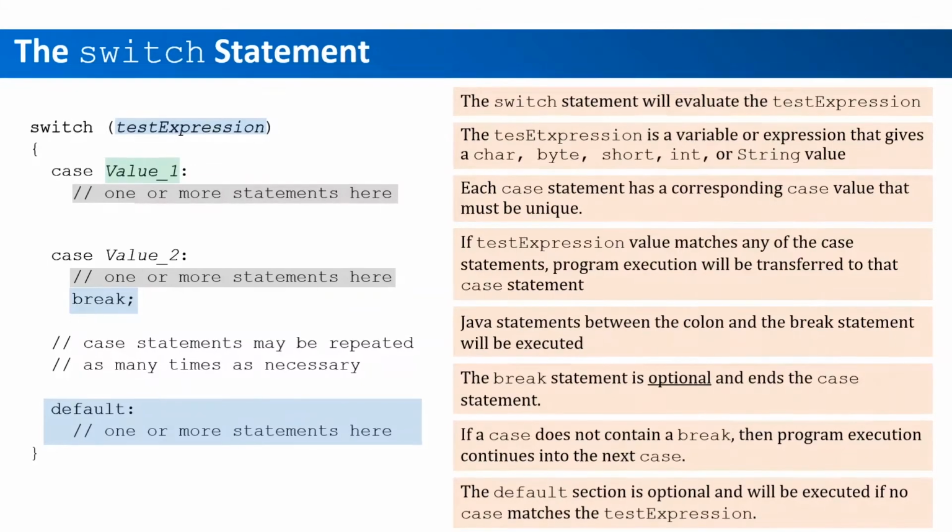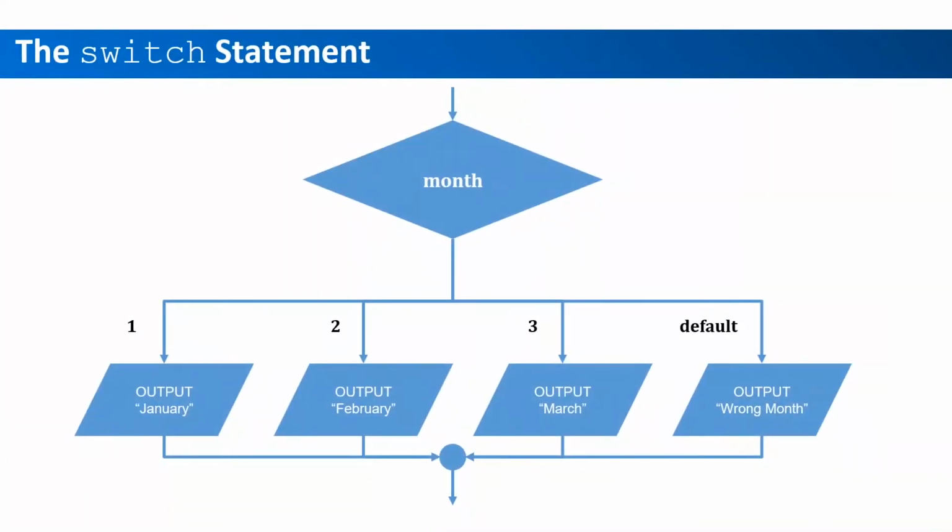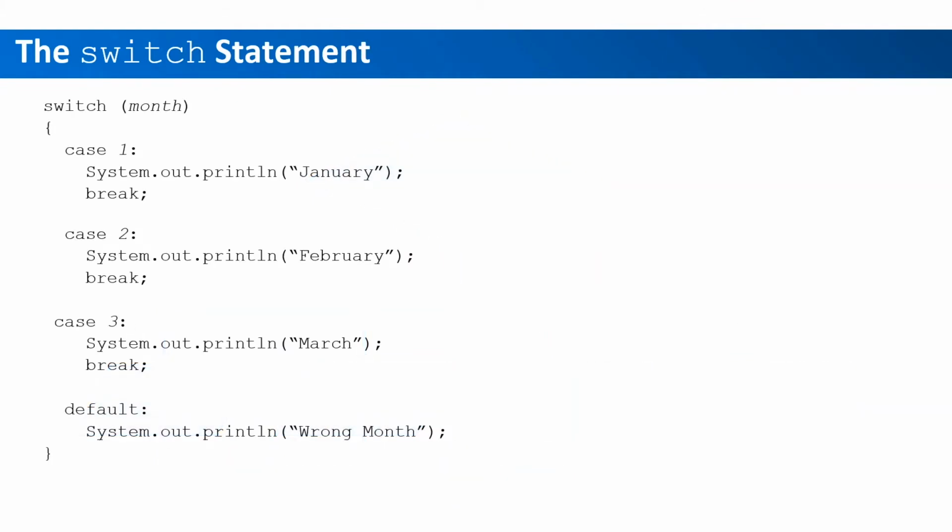So back to our example of the month with the 3 cases and the default section. How do we write its Java code? Switch over the month. The first case matches month with 1. If it's a match, print January and break. If it matches 2, print February. If it matches 3, print March. And if not any of these, print wrong month. Notice that the default block does not need a break statement since it always appears at the end of the switch statement.